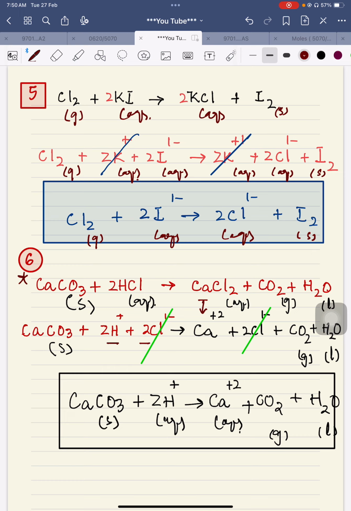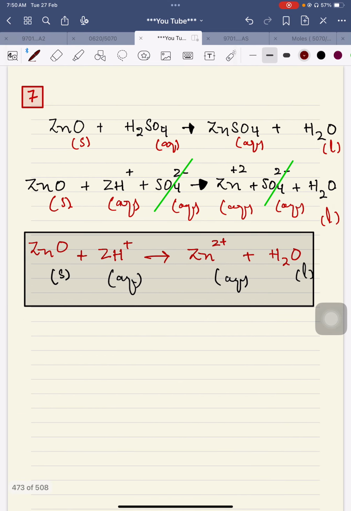Afterwards, there is another equation for zinc oxide and sulfuric acid making zinc sulfate and water. It is again the sulfate ions which are considered as the spectator ions. Zinc oxide is insoluble. Why is zinc oxide insoluble? Because all oxides are insoluble except for the oxides of group number 1 and oxides of ammonium. So in this way, zinc oxide will be considered as insoluble. We are going to take it as it is.